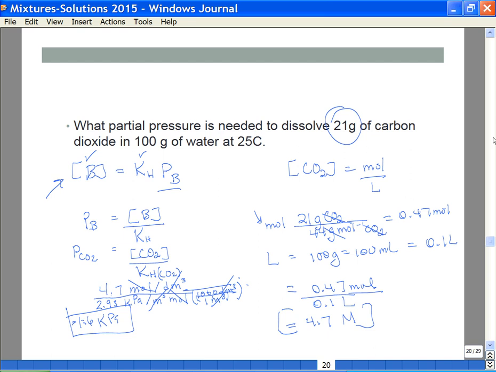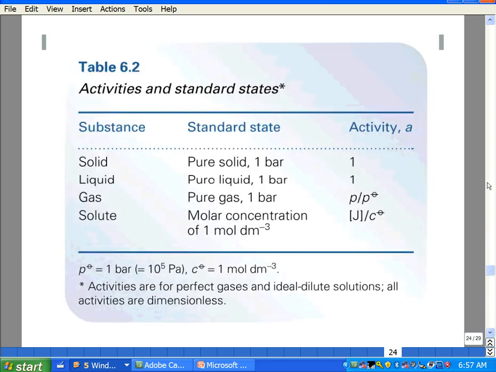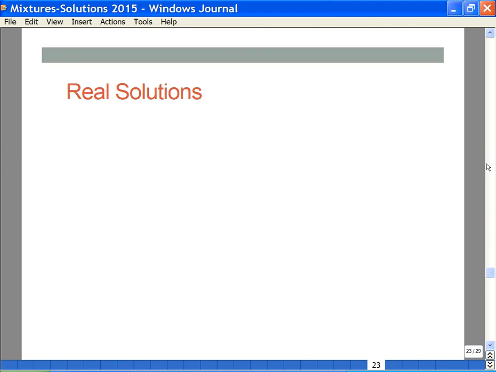All right, so today we're going to finish up and talk about real solutions, first of all. The only thing I want you to know about real solutions is that we have something called a fudge factor in physical chemistry. This fudge factor allows us to use something that we call an activity. And this is really important because you're going to see this in your equilibrium packet.